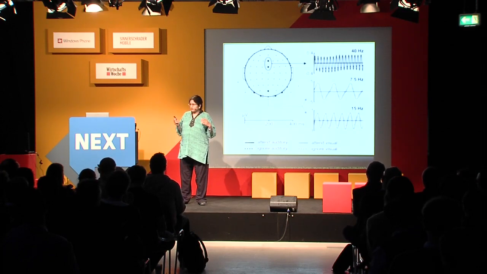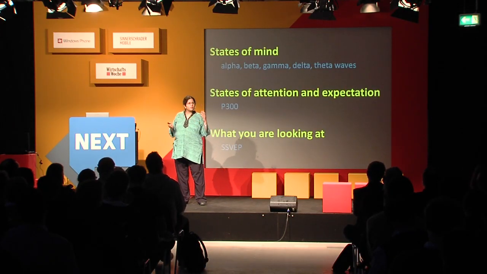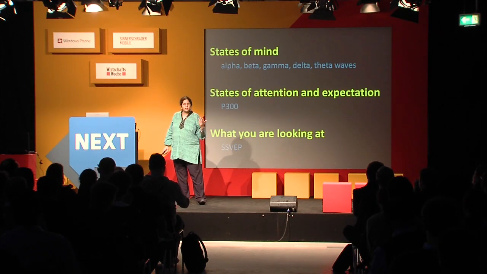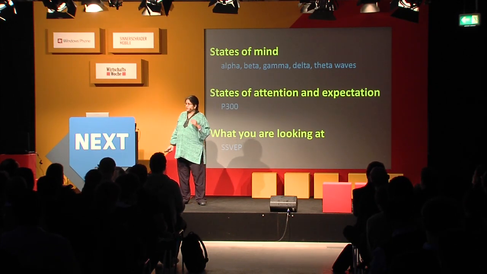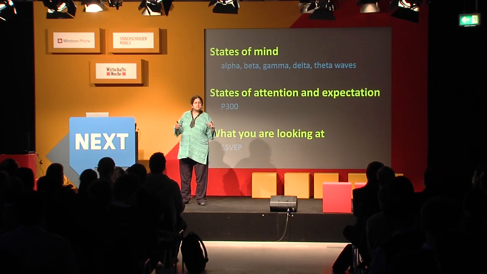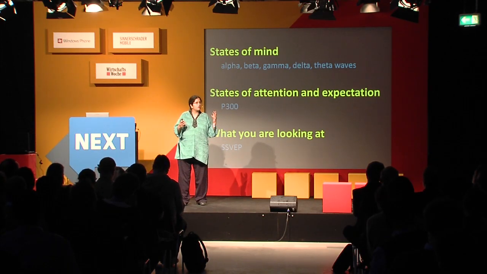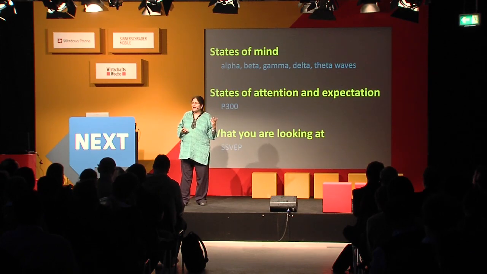So, again, just quickly to review, the three major approaches reveal these three major things from brain data today: something about your state of mind, something about what's catching your attention at the moment, or what you weren't expecting, and if you're looking at something blinking, what you were looking at.